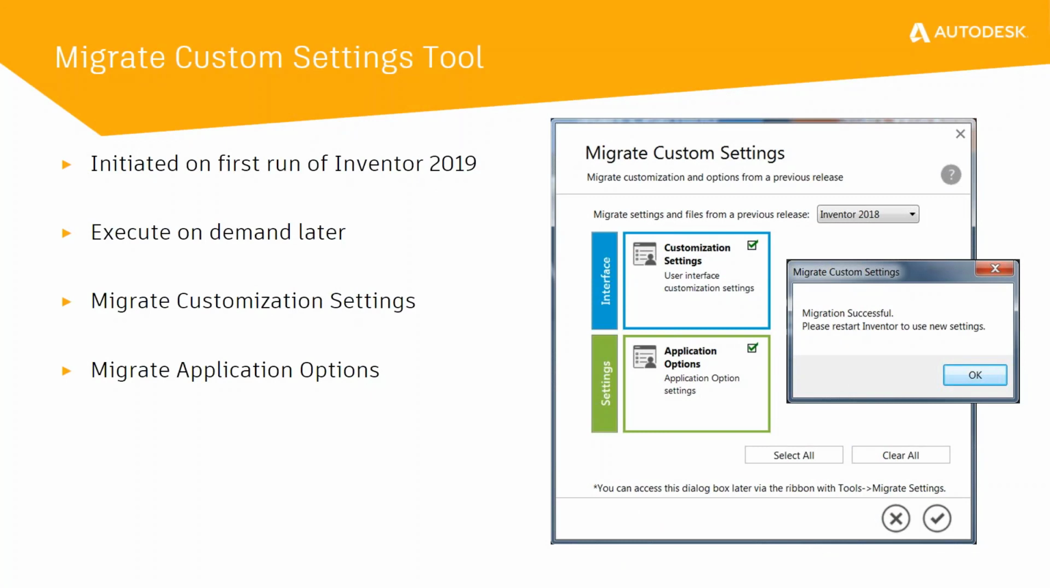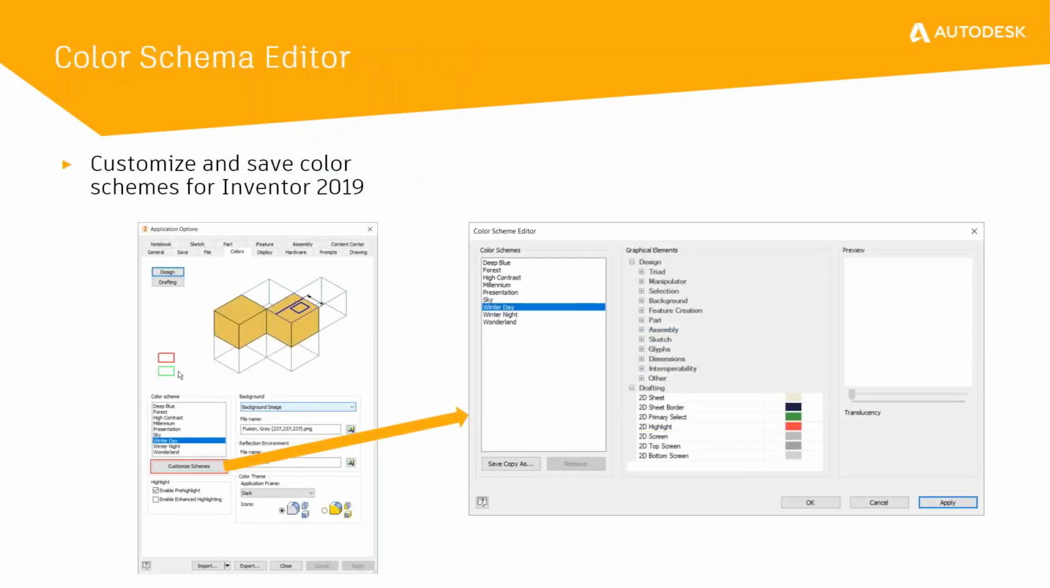Now, there's a number of other changes and enhancements that have been made as well. There's also a new option to migrate custom settings to bring your existing customization and application option settings into the latest Inventor release. And the good thing is for administrators, you also have additional control over the use of this option in deployments. The color scheme editor is installed as part of the Inventor 2019 installer, and you can access it from the application options color tab, and customizations are saved to the application options XML file.